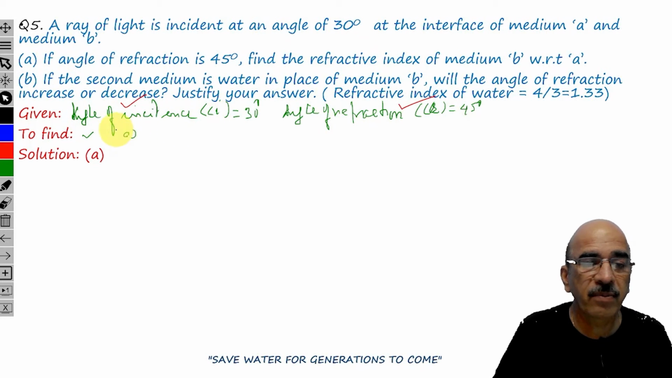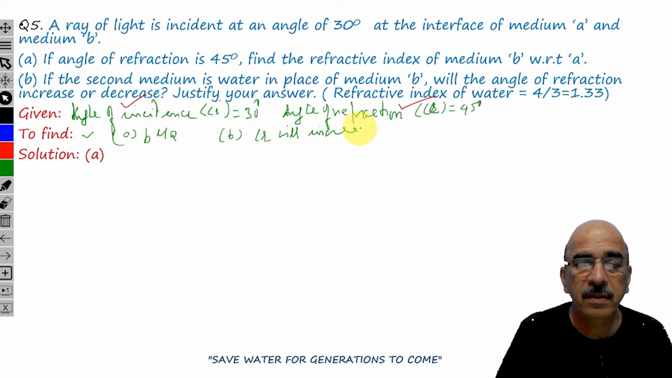So first part हमको find करना है refractive index of medium B with respect to A, and then second part we need to find angle of refraction, angle R will increase or decrease. ये हमको find करना. Okay. Now let's start the question answer.